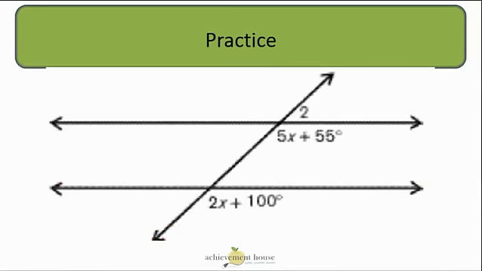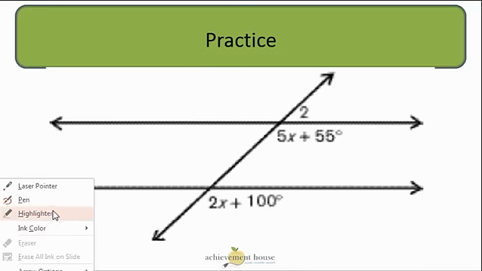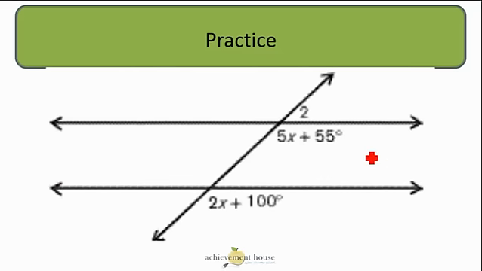Now, when we have two parallel lines cut by a transversal, we know that the corresponding angles are congruent. So I have two parallel lines here. We're going to assume that they are parallel. So you could really have two types of questions here. You could be given that the lines are parallel, therefore you know that these two angles are congruent.